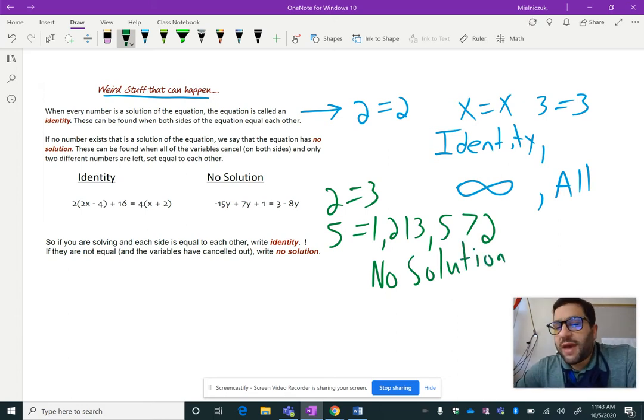What that means is it doesn't matter what you put in for that variable. You'll never get the left side to equal the right side. Okay, so let's look at a couple examples. Let's look at an identity, and then let's look at no solution. So for the identity, I'm going to rewrite it down here.